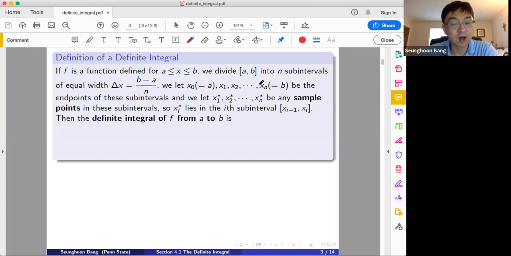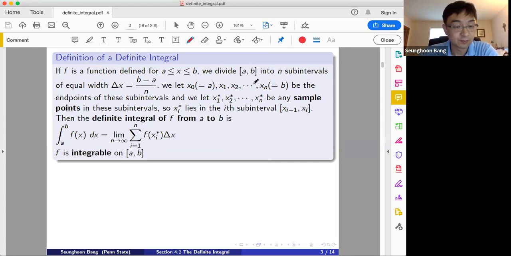And the definite integral of f from a to b is the next one. This is the notation: the limit as n approaches infinity of the summation from i equal to 1 to n of f of xi star times delta x. So this is exactly the same as in section 4.1 for finding area. The function f is integrable on [a, b] if this limit exists.